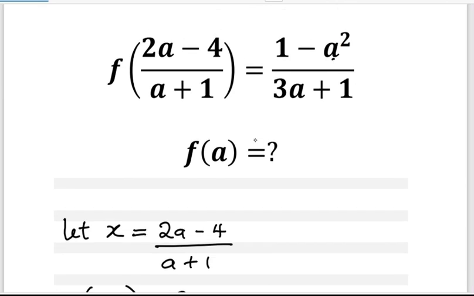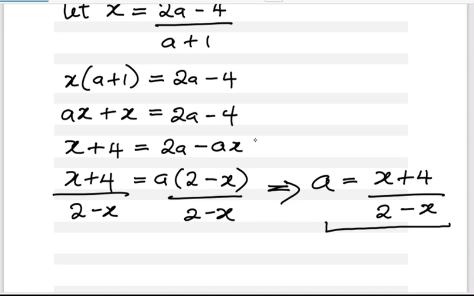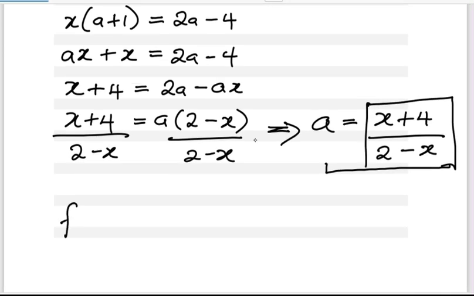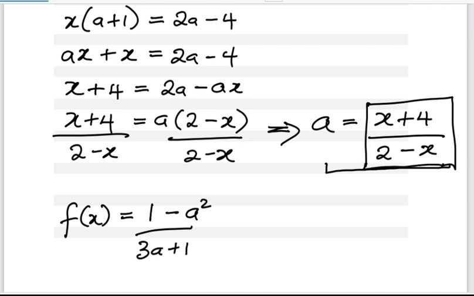But recall that what we did here, we replaced this entire term and substituted it as x. So that means if I write this problem, it's going to be just f of x, and this is going to be equal to, whenever we have an a here, we replace it with this value in terms of x. So let's do that. We have that our f of x, which formally is 1 minus a squared over 3a plus 1. But now we found our value of a in terms of x.